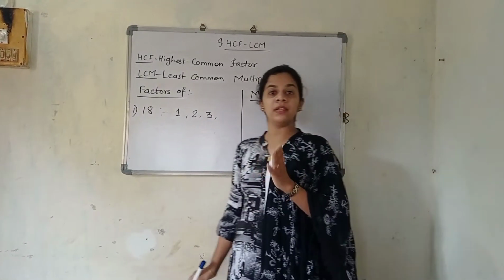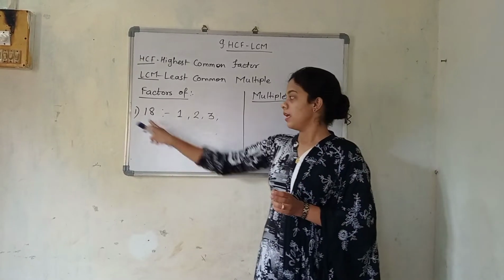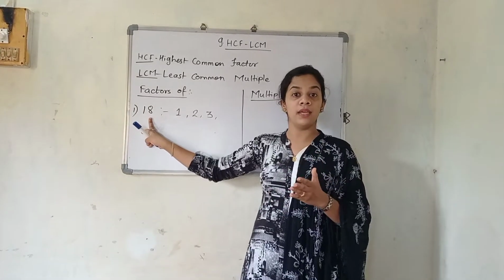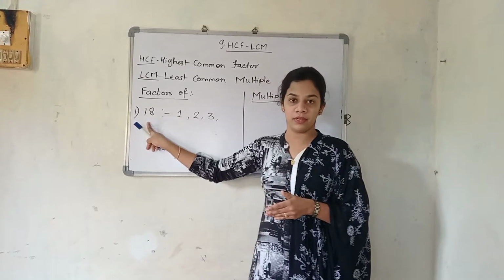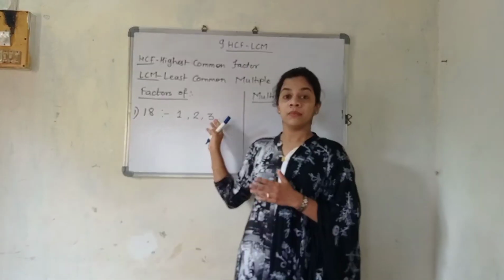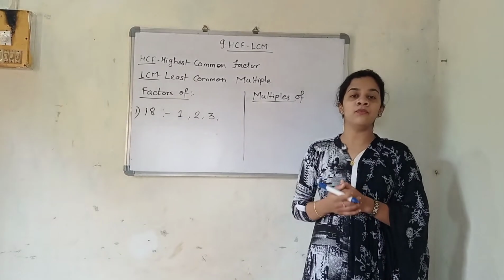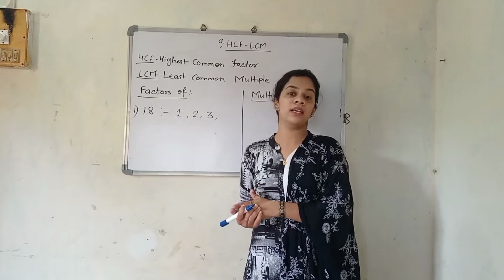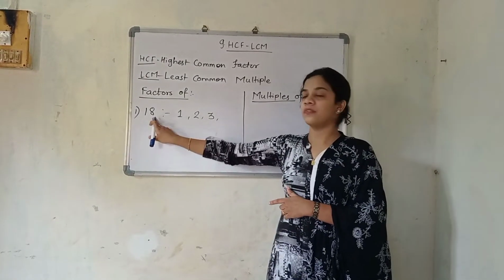And if you know the divisibility test for 3, what does it tell us? If you add the digits, 1 plus 8, it is 9. If 9 is divisible by 3, then the whole number is divisible by 3. So 3 is also a factor of 18. We will see for 4. Do you know that in 4's table 18 occurs? No. We know that 4 4s are 16 and 4 5s are 20. So 18 doesn't occur in that table. So 4 is not a factor of 18.